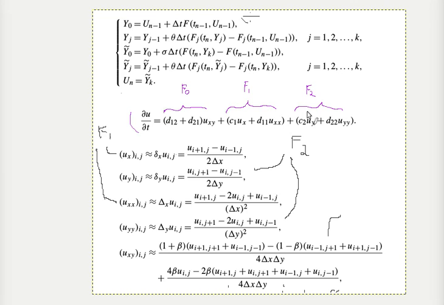Now, as far as discretization is concerned, the meaning of uxy is given down here. And this is all taken from the paper. I've given you the references. f1 that depends on the x derivatives will be c1 times this discretization plus d11 times this discretization. f2 will be the y derivatives here and here.